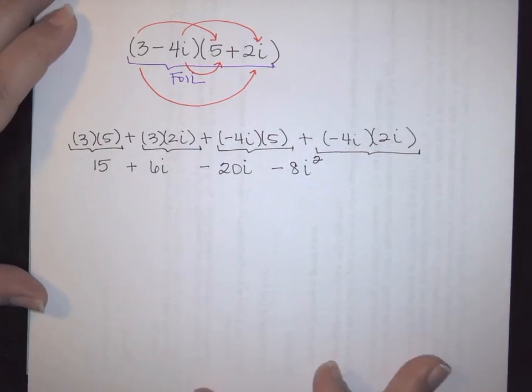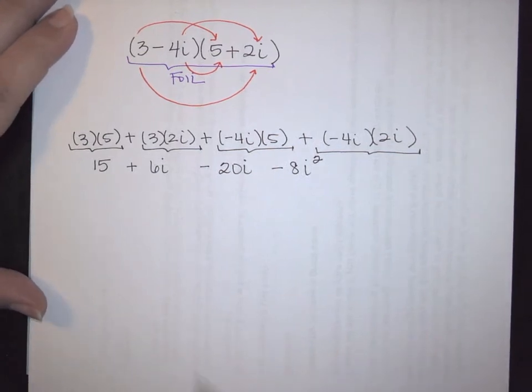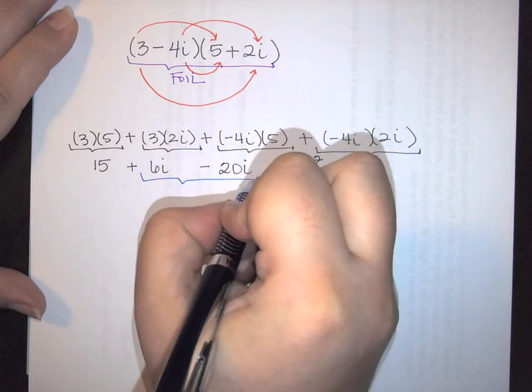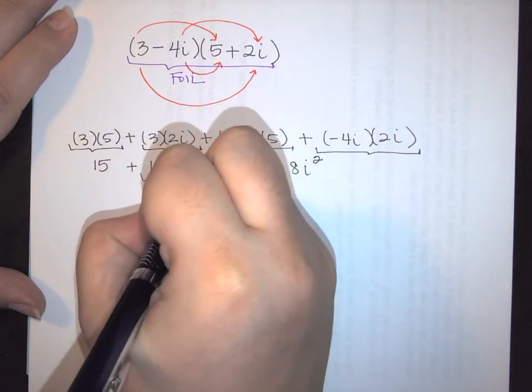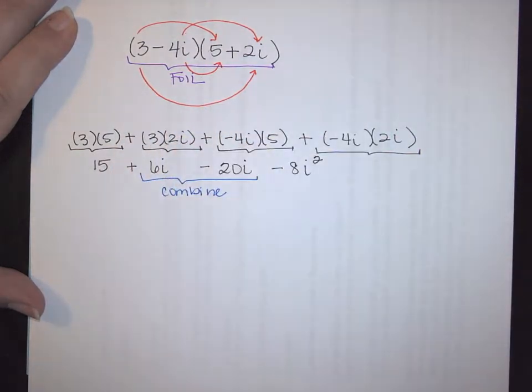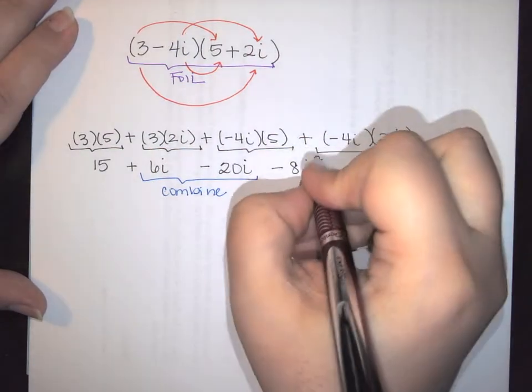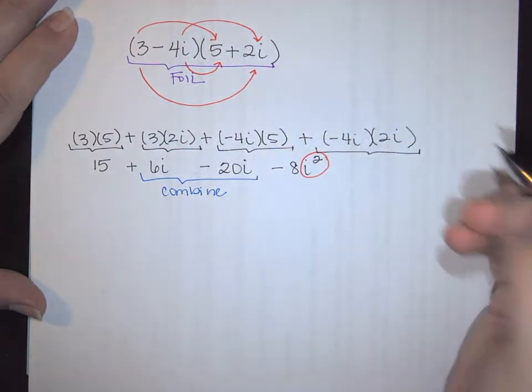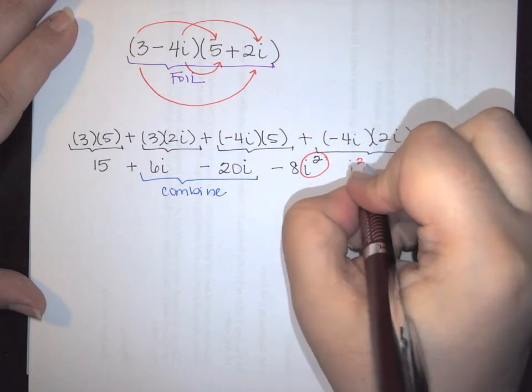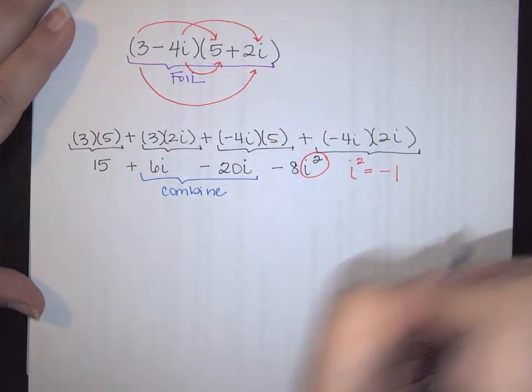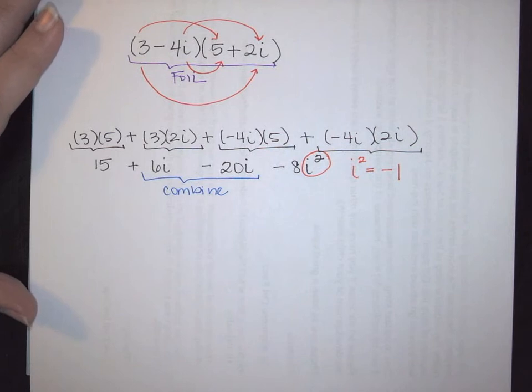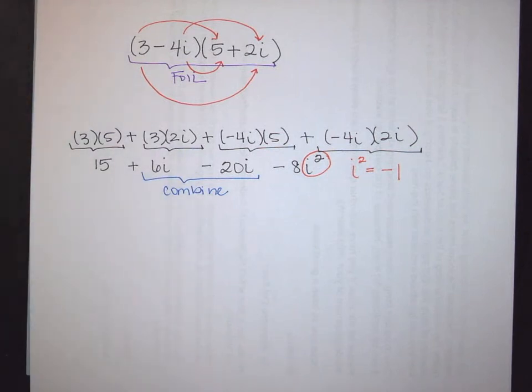So we need to put some things together here. First, I have these two i terms. These can be combined. Second, I have this i squared. So remember, i squared equals negative 1. So we have to rewrite it. In this case, I have 6 minus 20. So you're going to go ahead and do the math. 6 minus 20 gives you negative 14. And then you're going to bring the i along for the ride.